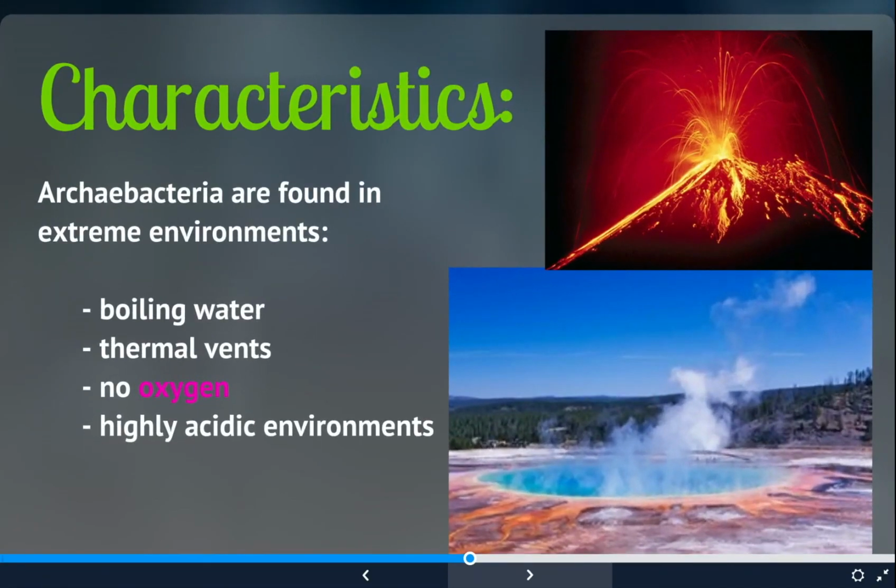Characteristics. Archaea are found in extreme environments like boiling water. Thermal vents, those are called thermophiles, meaning that phile or phileo means to love, thermo means heat. If they're in very acidic or non-oxygenated places, those could also be identified as thermophiles.